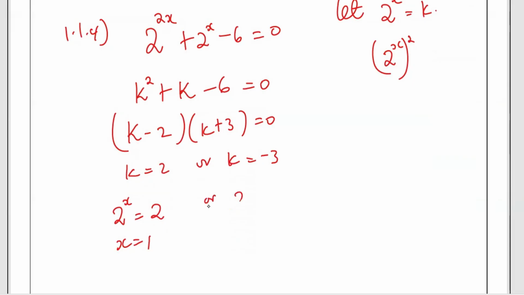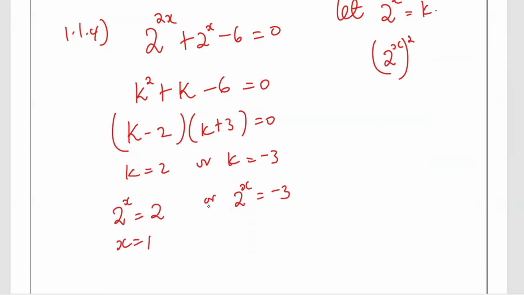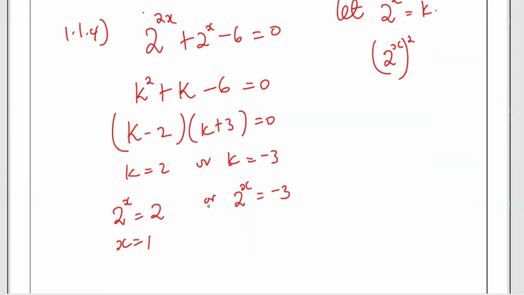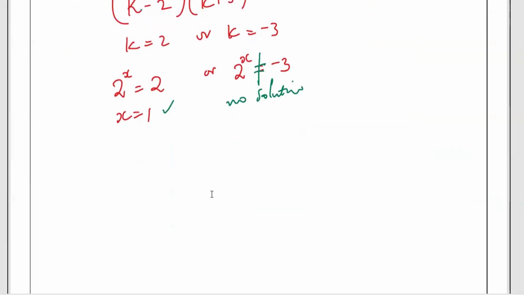Or we can have 2^x is equal to negative 3. We don't have exponents that give us a negative answer, so this one is out. Cancel it out, or you can say that there is no solution in that format. So x is 1 becomes the only alternative for 1.1.4.